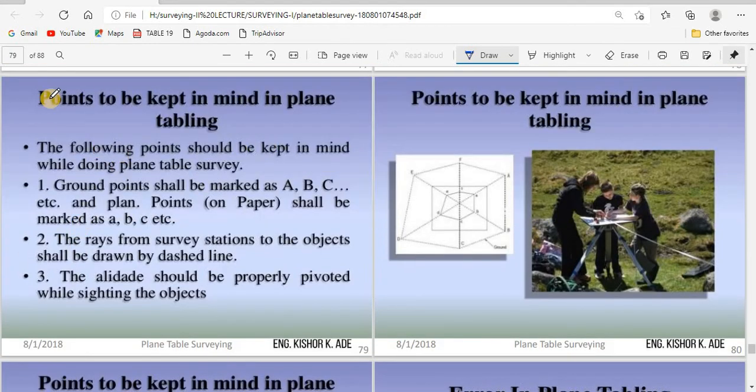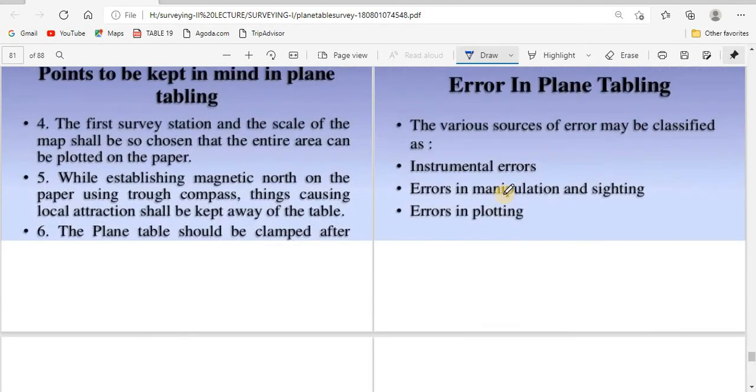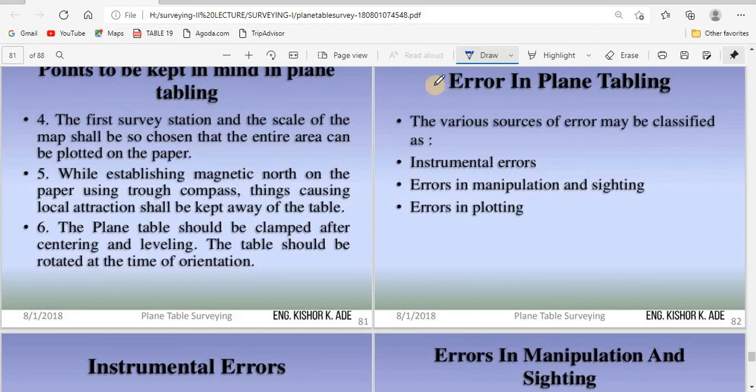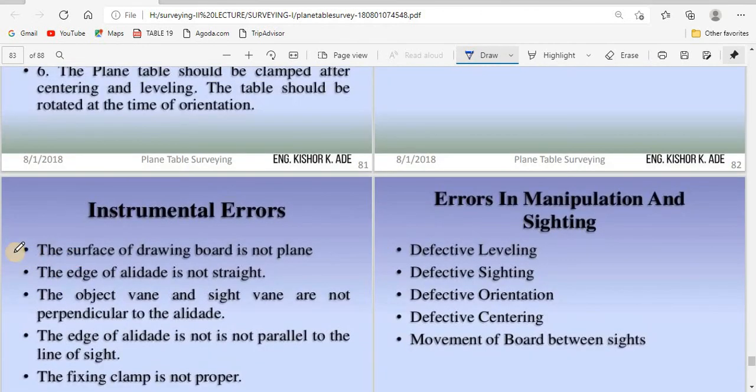Okay, now points to be kept in mind in plane table surveying. There are various points which need to be kept in mind while performing plane table surveying. Okay, these are not that important. The errors are important, so we will try to understand the various errors. Errors in plane table surveying can be classified into instrumental errors, errors in manipulation and sighting, and errors in plotting.